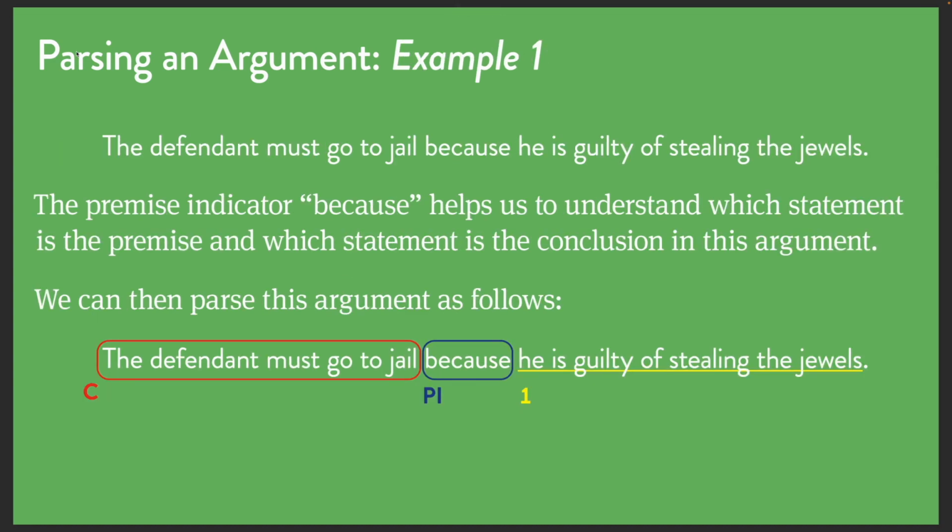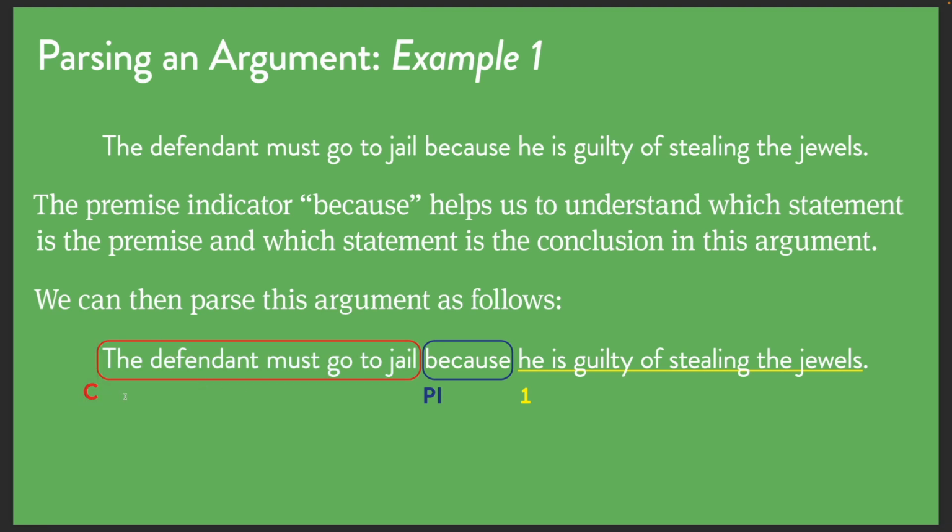All right, so now I'm just going to walk through some examples to show you how it's done. So here's a quick one. We've seen already: the defendant must go to jail because he is guilty of stealing the jewels. We know that there are two statements here, the defendant going to jail and guilty of stealing the jewels. We'll start with the premise indicator, which helps us understand it. We circle and mark it with a PI. There's no conclusion indicator, so we skip that step. I told you last time, we know what the conclusion is: that the defendant must go to jail, so we circle it and mark it with a C.